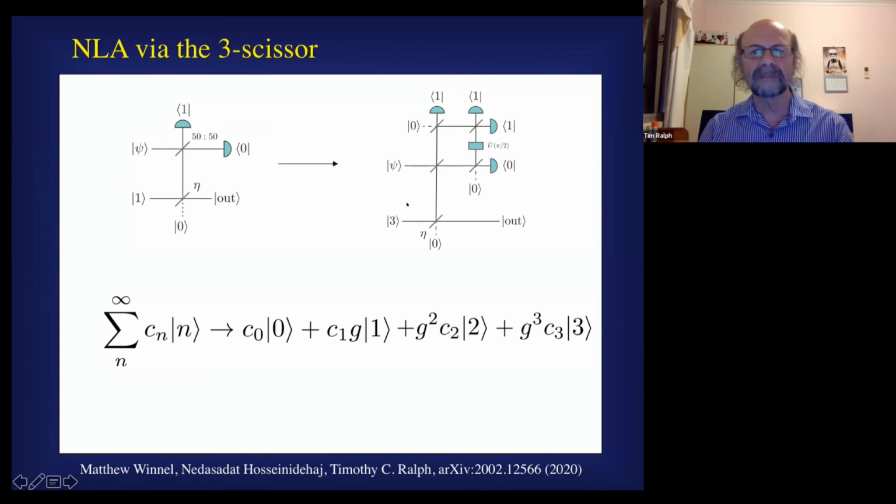We have the beam splitter. We now inject a 3-photon Fock state as our resource state. The state to be amplified comes in here. Then we have this little interferometer here. And what is required is that 3 out of these 4 detectors click with a single photon.